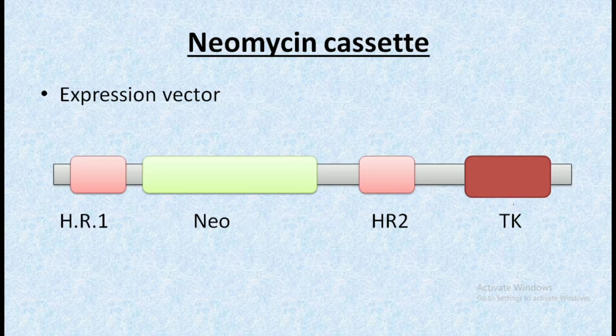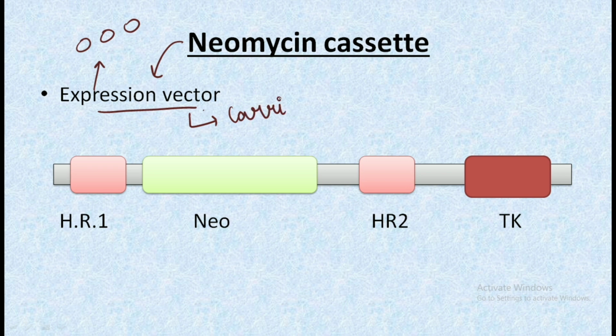So let's understand what a neomycin cassette is. In simple words, neomycin cassette is a type of expression vector. Expression means something that is being expressed, something that has products to be shown, and vector in simple words means a carrier. So neomycin cassette is a type of expression vector which carries neomycin. And what is neomycin? It is a type of protein which gives antibiotic resistance.